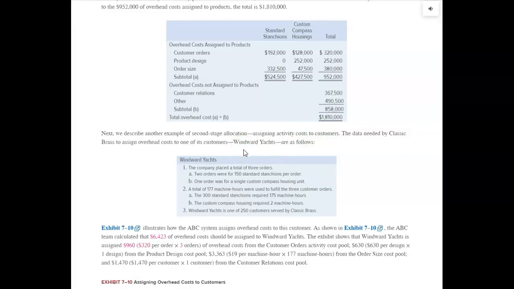So let's stop for a second and look at a customer. One of our customers is Windward Yachts. And for this customer, they placed 3 orders. 2 were for 150 standard stations. And one is for the custom compass housing unit. So 3 orders, 2 separate products. And they used 177 total machine hours, 175 for the first product, and then only 2 hours for the second product. And this is only one customer of 250 total customers that Classic Brass has.